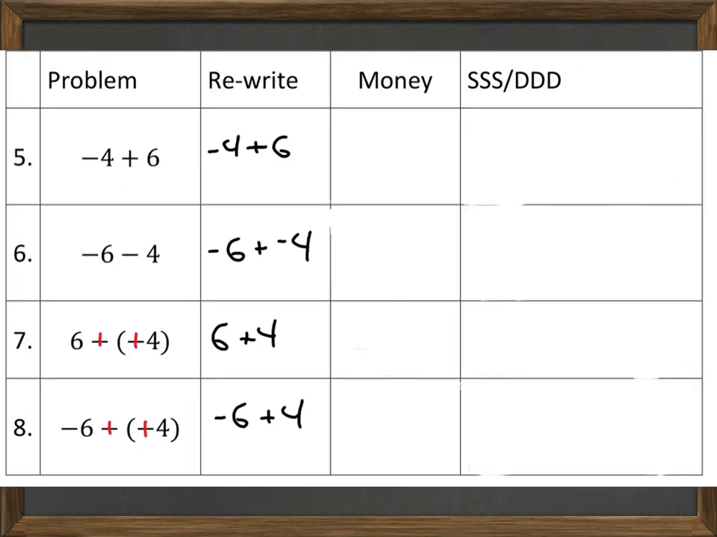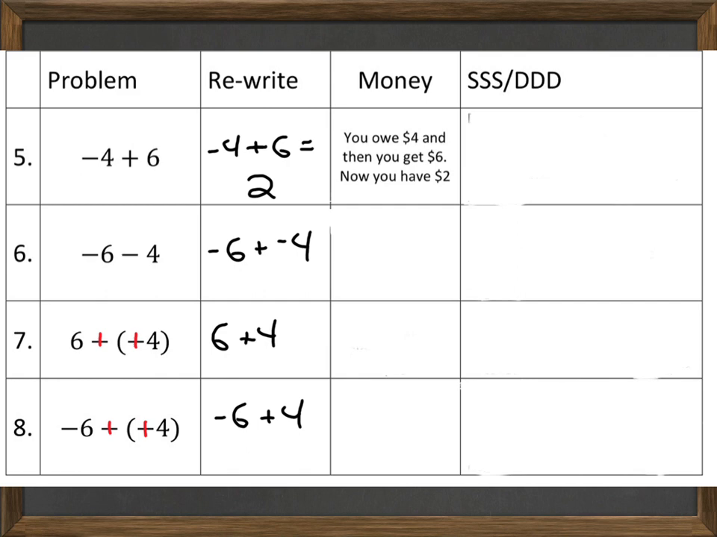So if we look at number 5, again, we have negative 4 plus 6. So I start out owing $4, okay, and then I get 6. Remember, the implication is that I have to use that money to pay off those $4. But even after I pay off my debt, I still have how much left over? Well, I still have $2. So again, this means that I have a positive 2 left over.